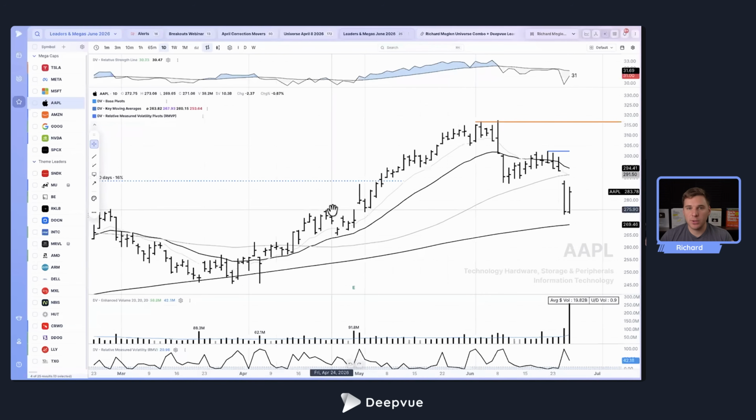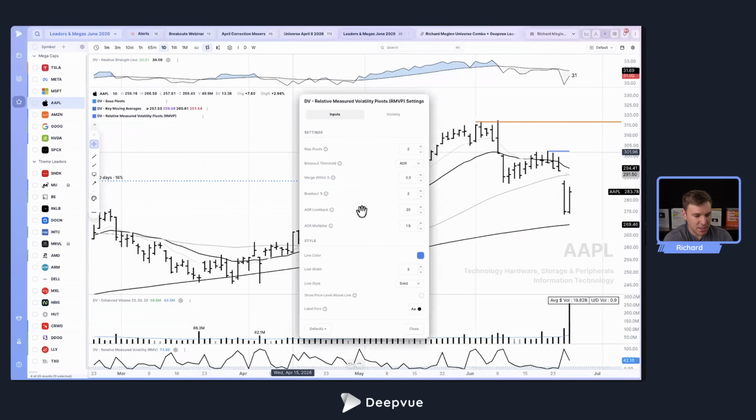And I'll probably do another webinar on this overall setup. Just an updated one, but that's the long and short of it here. And RMV pivots is, here's my settings for that. Because I do like to see a little bit of persistence here to make sure it keeps drawing it.